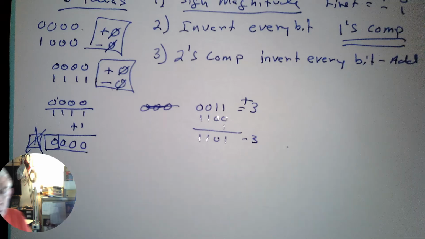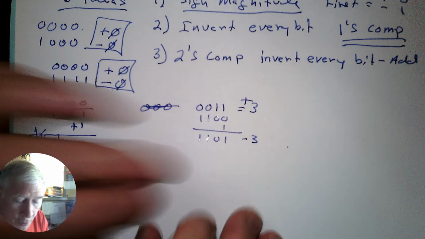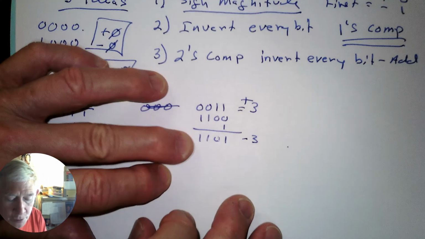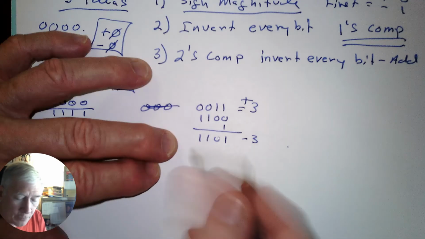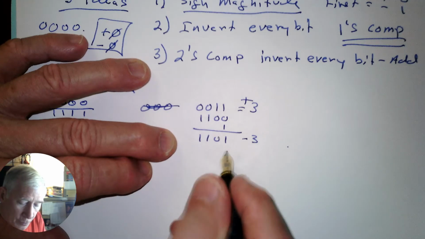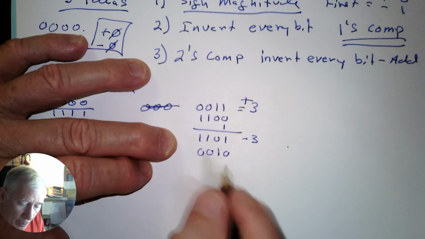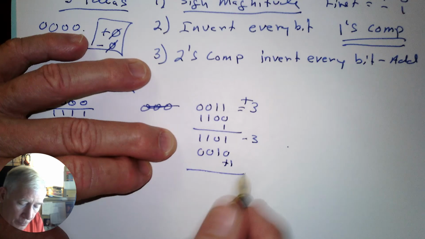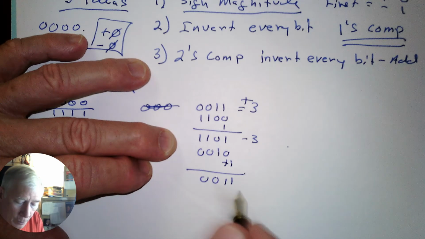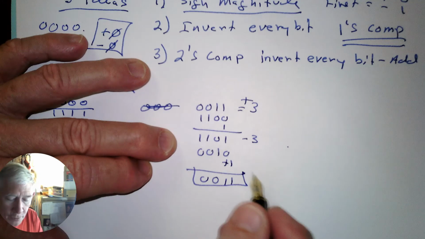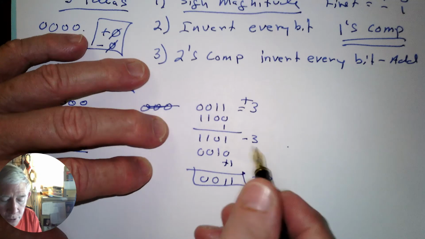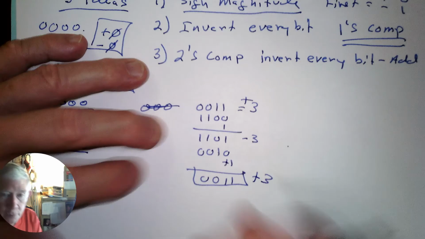Now it looks funny, and the only way to figure out what that value is, is to switch it back. So if we switch it back, we invert every bit and add 1. So that's 0, 0, 1, 0, and we add a 1. And that makes it 0, 0, 1, 1. Oh, and that's 3. So we're back to positive 3 now. So that's how we know it was negative 3, because it converts correctly.